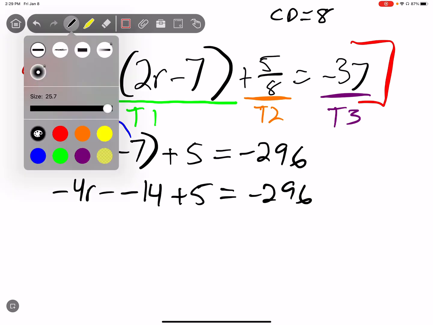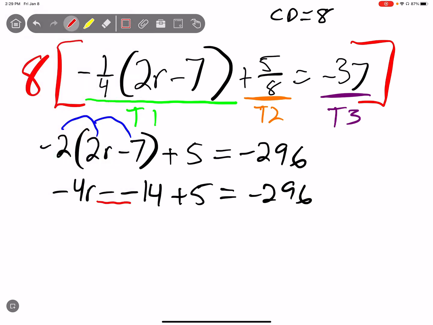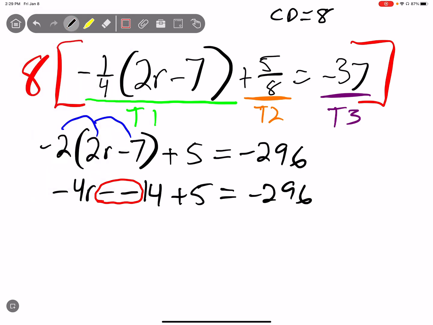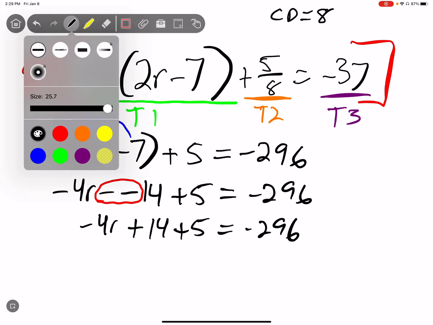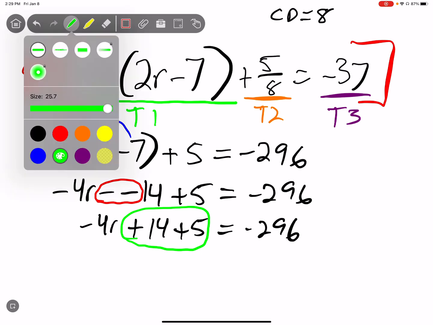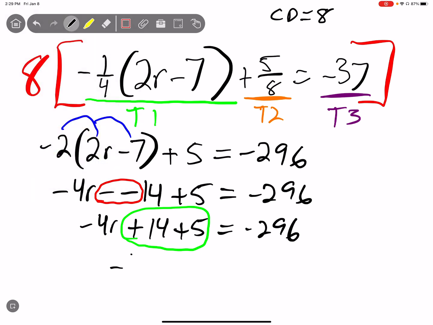Now, because I have minus and negative, just for my sake, I'm going to change that to plus. So I'm going to rewrite this again: negative 4r plus 14 plus 5 equals negative 296. I'm going to combine my like terms, 14 plus 5. That gives me negative 4r plus 19 equals negative 296.